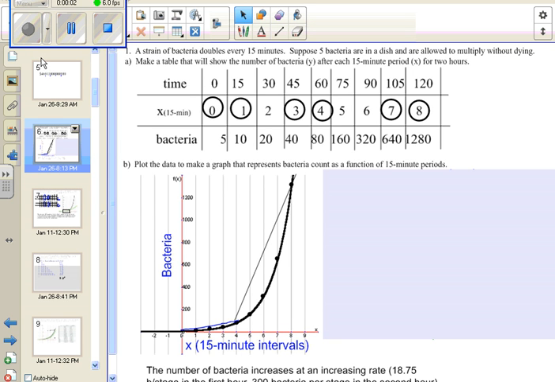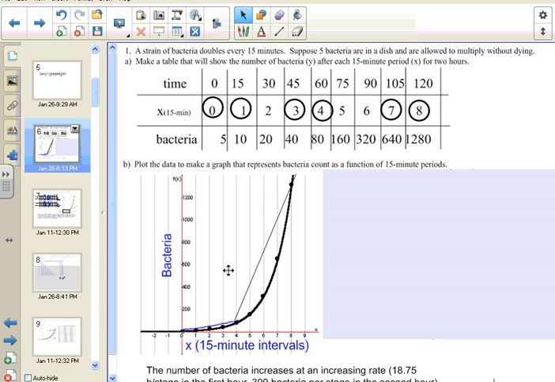Alright, what follows is a summary of what we've explored about exponential growth functions thus far. So, for starters, we're just going to start with where we began, which was we have bacteria that are doubling every 15 minutes. Now we started with 5 bacteria, and we allowed them to multiply every 15 minutes.